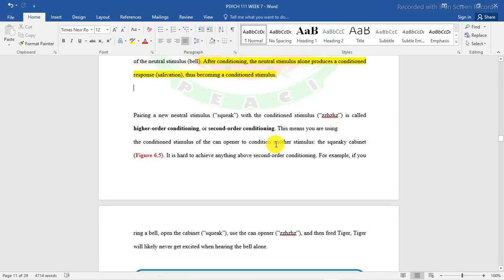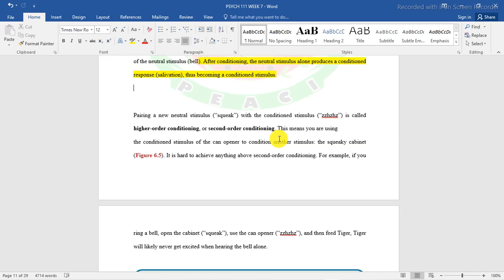So, yun. Pairing a new neutral stimulus, squeak, with a conditioned stimulus is called higher order conditioning or second order conditioning. This means you are using the conditioned stimulus, the can opener, to condition another stimulus, the squeaky cabinet. Pag nag-open na ng can, to condition another stimulus, yung cabinet na yon, the squeaky cabinet.